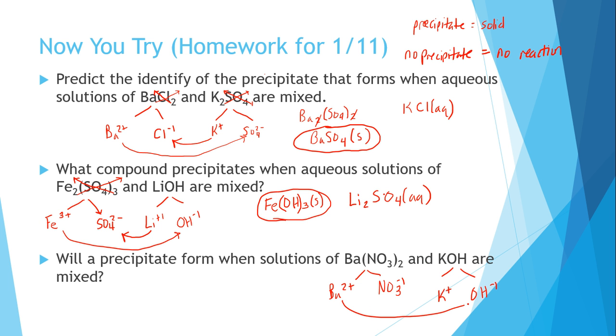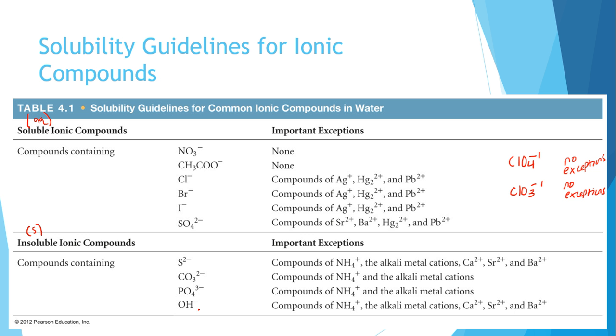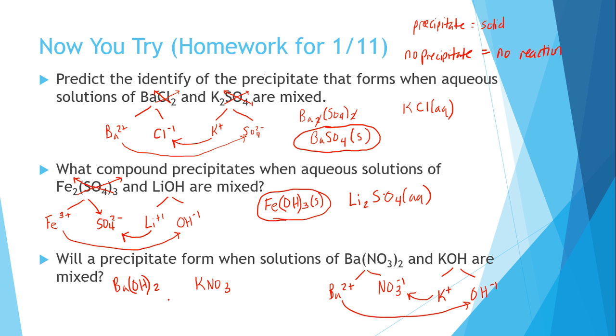So here my barium works with my OH. So my barium and then my OH, I'm dropping a 2. It's dropping on a polyatomic, so make sure you have those parentheses. My potassium is going to combine with my nitrate, so I get KNO3. Now I need to check these, OH, and see if barium is an exception. Here's OH as an insoluble, but barium is an exception, so that flips up to be up here, which is soluble AQ. So this one is going to be an AQ.